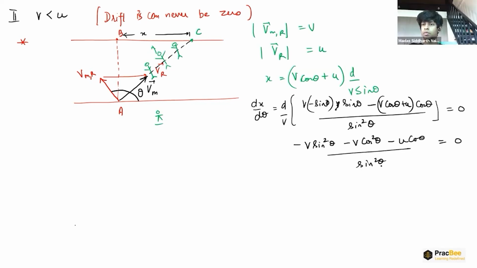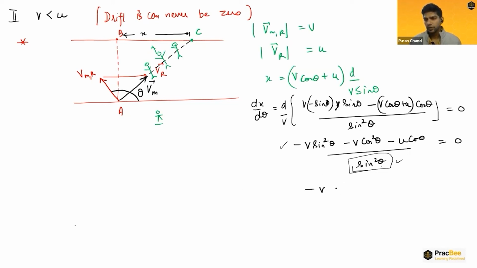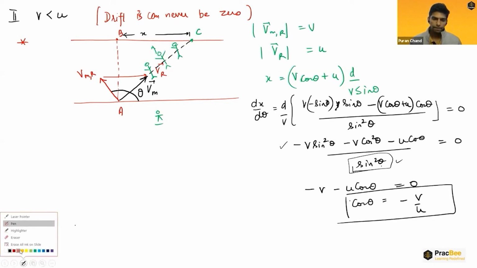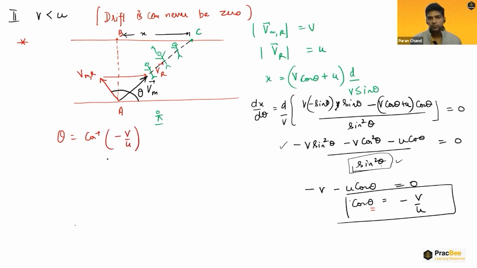Okay, so theta can never be 0, right? Is it possible theta can be 0? If theta is 0, the drift can never be minimum, right? So this is a positive quantity, right? If the left hand side is 0, the numerator has to be 0, right? So we have minus V minus U cos theta comes out to be 0. So cos theta comes out to be minus V by U. Clear? So now we know what should be the angle, right? So theta will be cos inverse minus V by U.